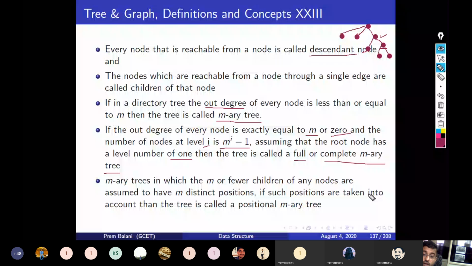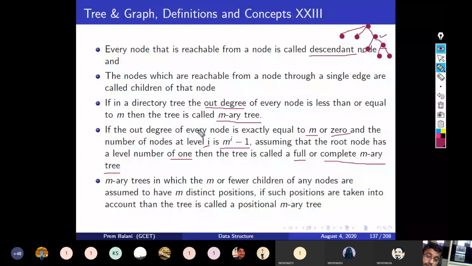Yeah, because the out degree of every node must be exactly m or 0. So the out degree of this node is 3, but this node is 2. So it is not the complete binary tree. The other condition aside, the first condition is broken. So this is not the complete m-array tree.